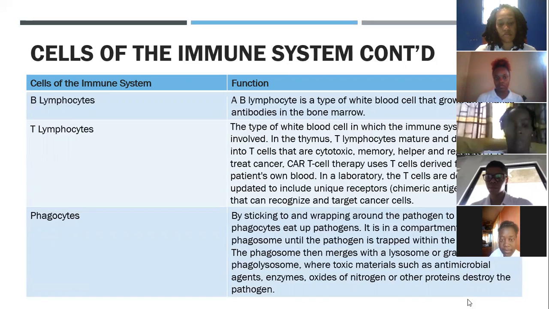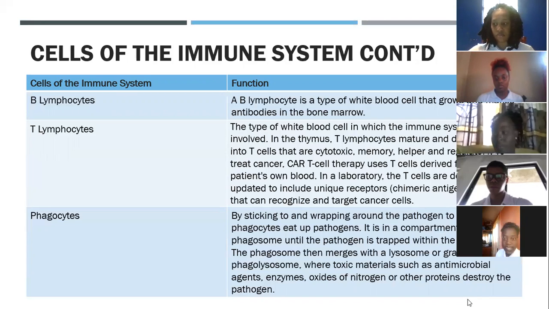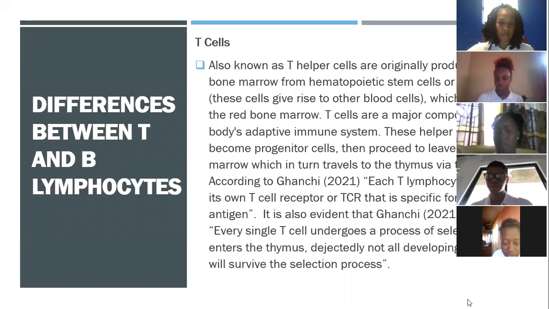Phagocytes, by sticking and wrapping around the pathogen, engulf them. Phagocytes eat up pathogens. The pathogen is held in a compartment called the phagosome until it is trapped within the phagocyte. The phagosome then merges with a lysosome or granule to form a phagolysosome, where toxic material such as antimicrobial agents, enzymes, oxides of nitrogen, or other proteins destroy the pathogen. And that's the end of my piece, sir.